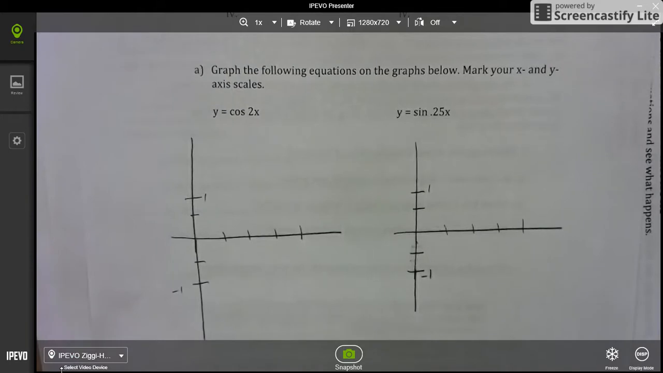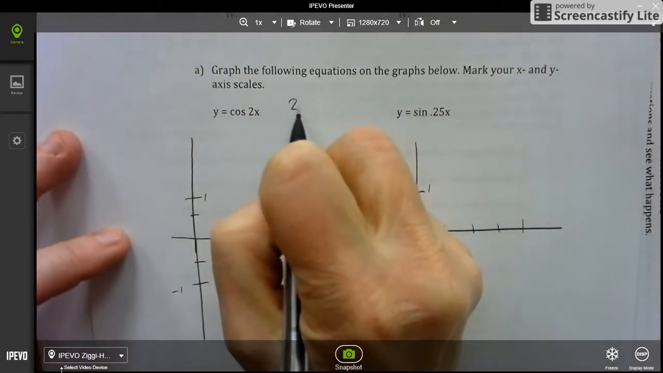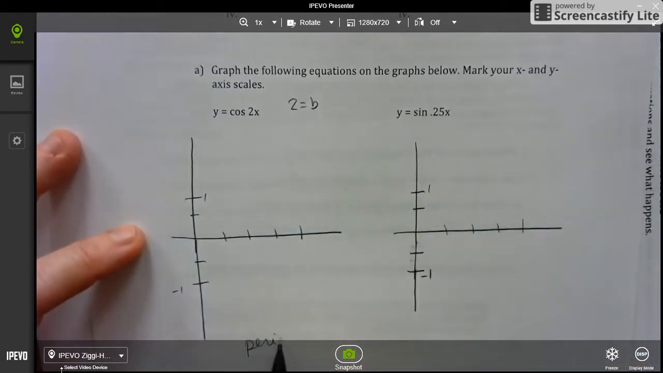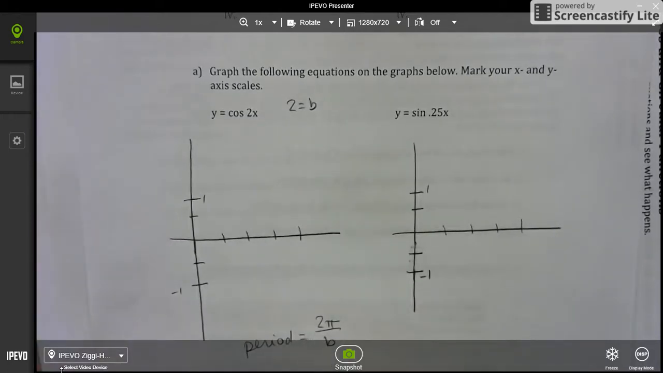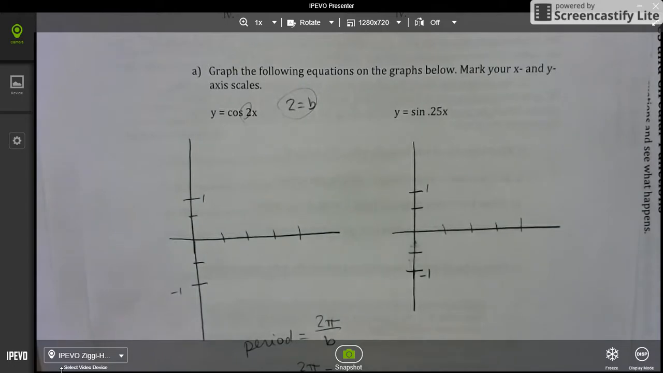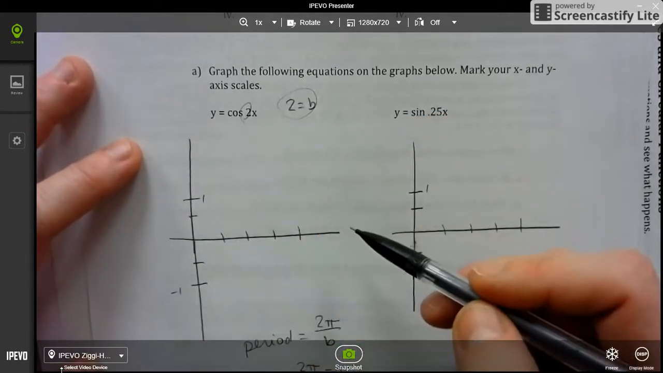So here's how I graph using the period. What we know is that 2 is our B value. We always need to find the period. The period is 2 pi divided by B. So whatever that is, I'm going to put that number underneath from up here and in my function underneath, and that tells me pi. What I know about the circle then is that this number 2 tells me between 0 and 2 pi, there's 2 cycles.